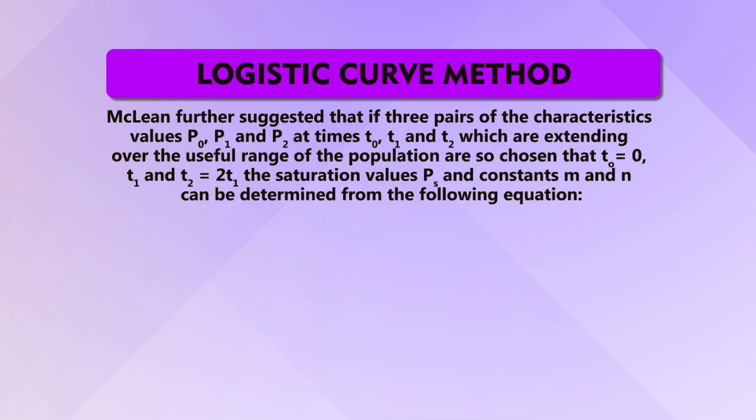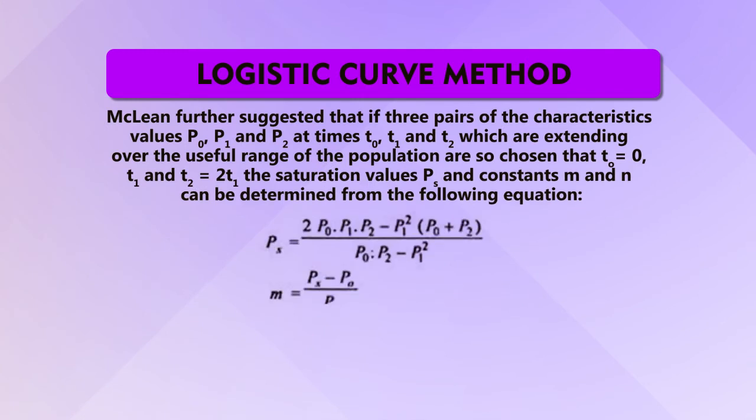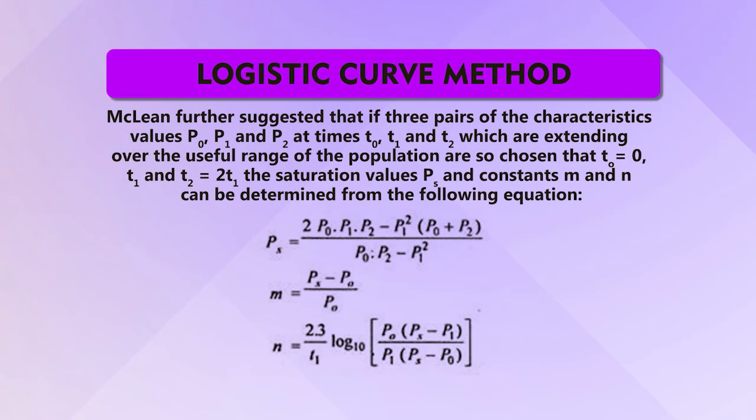Again, McLean suggested that if three pairs of characteristic values P0, P1 and P2 at times t0, t1 and t2, which extend over the useful range of the population, are chosen so that t0 is equal to 0, t1, and t2 is equal to 2t1, then in such a situation the values of Ps and constants m and n can be determined by the formulas given.